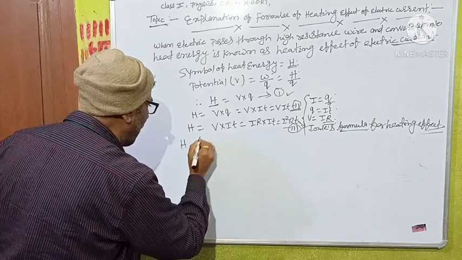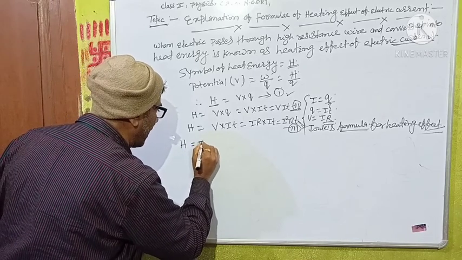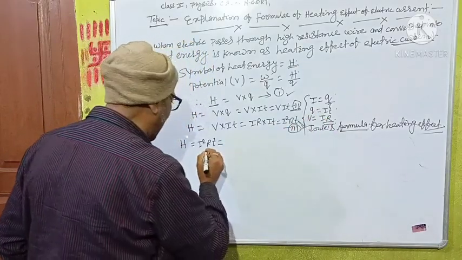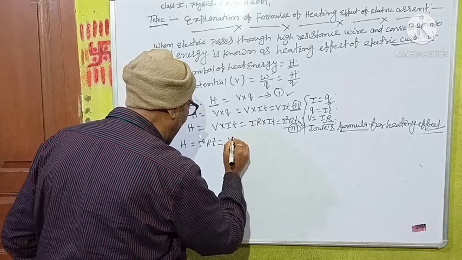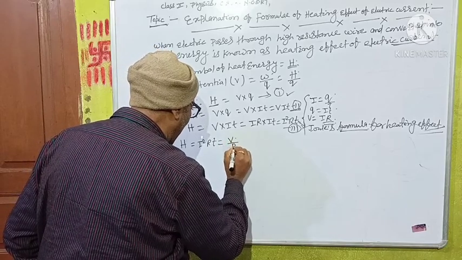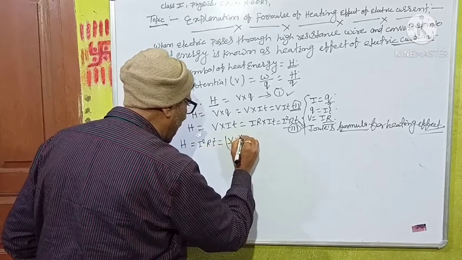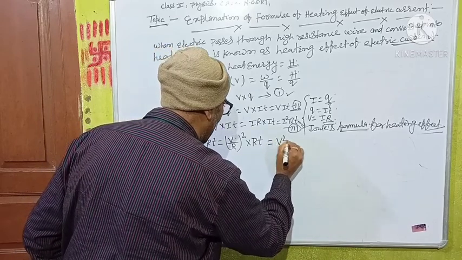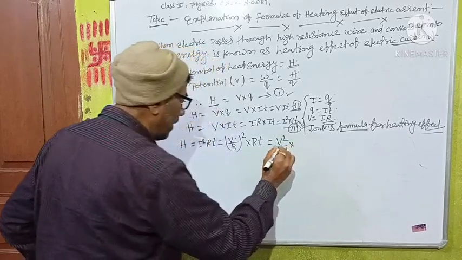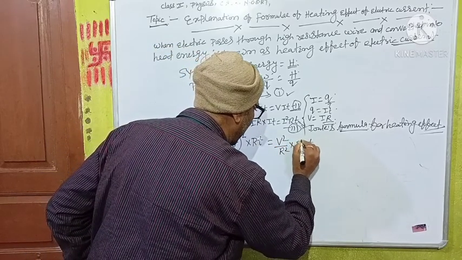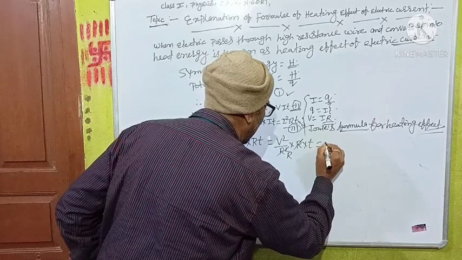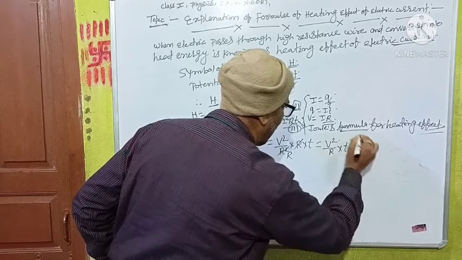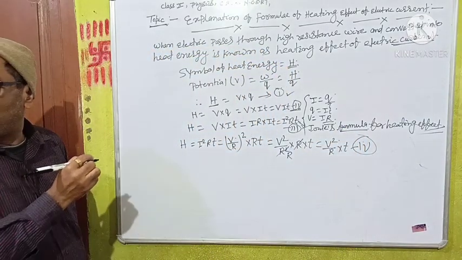Again, we can explain the formula for the heating effect: H is equal to I squared RT. I also represents V by R according to Ohm's law. Then I squared is equal to V by R whole squared into RT. Then we get V squared by R squared into R into T. One R cancels. Then we get V squared by R into T. This is the fourth formula.